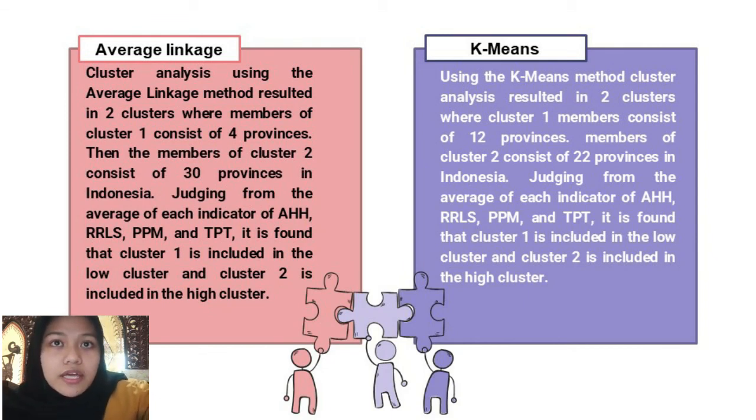K-means. Using the k-means method, cluster analysis resulted in two clusters, where cluster 1 consists of 12 provinces and cluster 2 consists of 22 provinces in Indonesia. Judging from the average of each indicator of AHH, RLS, PPM, and TPT, it is found that cluster 1 is included in the low cluster and cluster 2 is included in the high cluster.